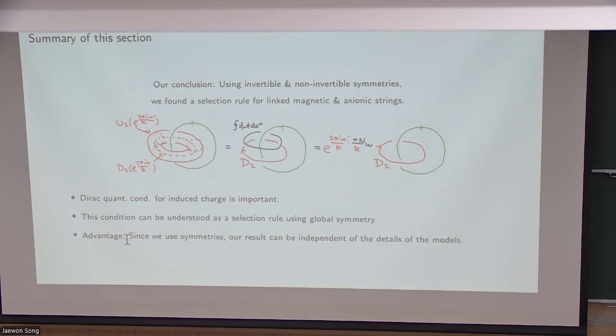So our conclusion is that using the invertible and non-invertible symmetries, we found a selection rule for the linked configuration of the magnetic and axionic strings. The Dirac quantization condition for the induced electric charge is important, and this condition can be understood as a selection rule using the global symmetry. The advantage of this argument is that since we are using the symmetries, our result can be independent of the details of the model.